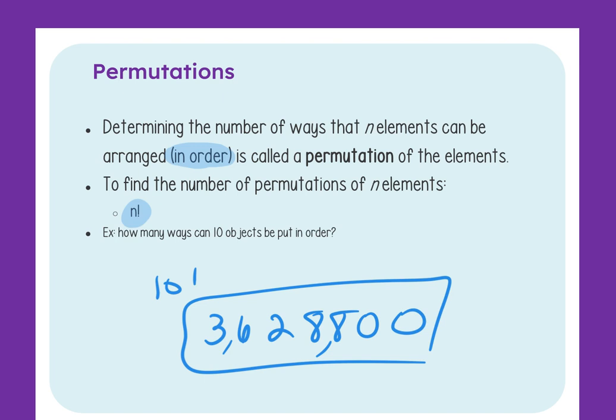It seems ridiculous, but if you think about it, 1 and 2 can be there, 3, 4, 5, and then I can rearrange them, and I can rearrange them, and I can rearrange them, right? How did you get that? 10 factorial.